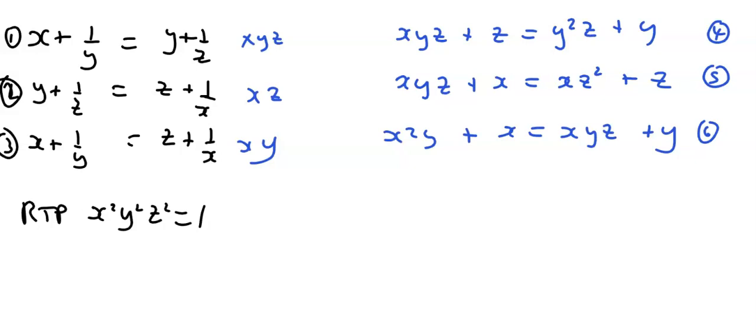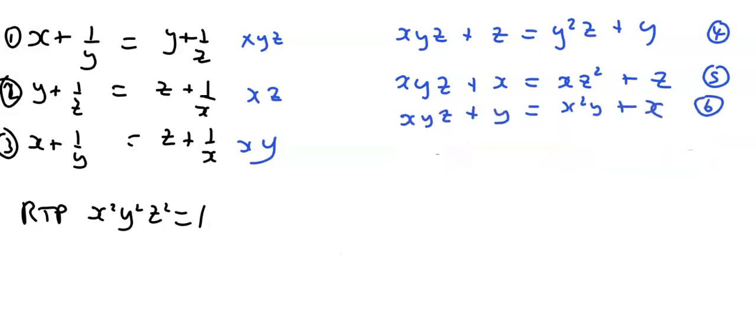And I have an instinct to adjust equation 6 so that it follows the same pattern as the other ones, so that what we're going to get here is xyz plus y equals x squared y plus x. And so I now have the revised appearance of equations 4, 5, and 6.